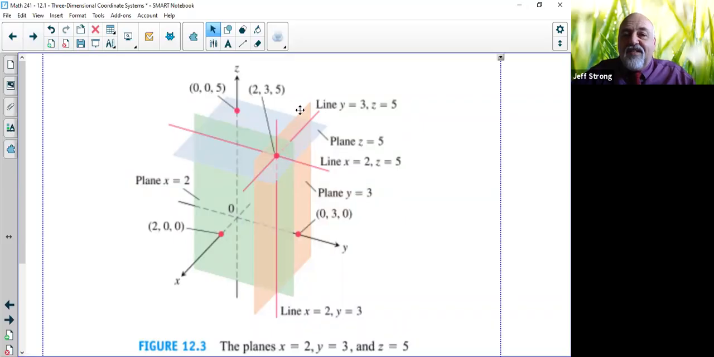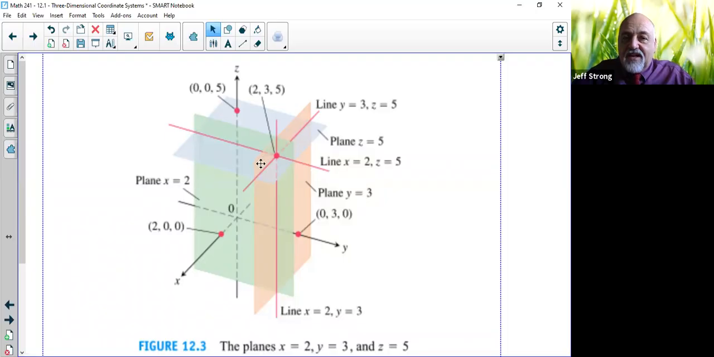So let's say here's the plane y equals 3 along the y-axis, and z equals 5 up here. That's the blue plane, z equals 5. So you can see where they intersect. And then x equals 2. If you imagine here's the x-axis, and you move over to 2, you're going to get this plane right here.